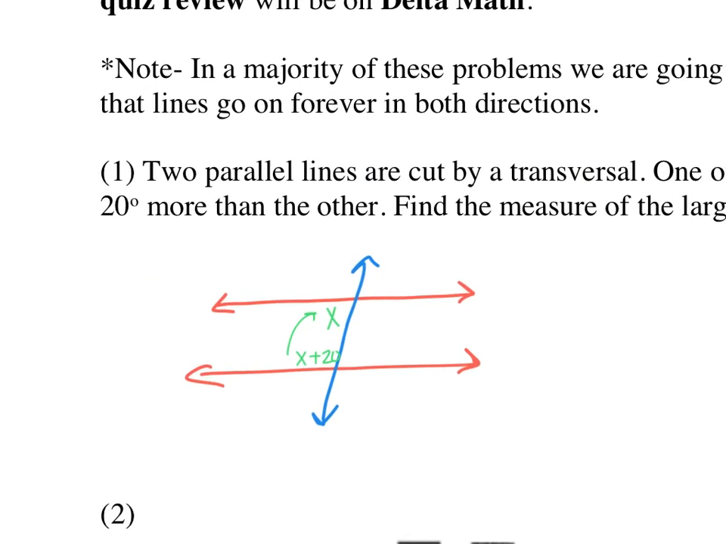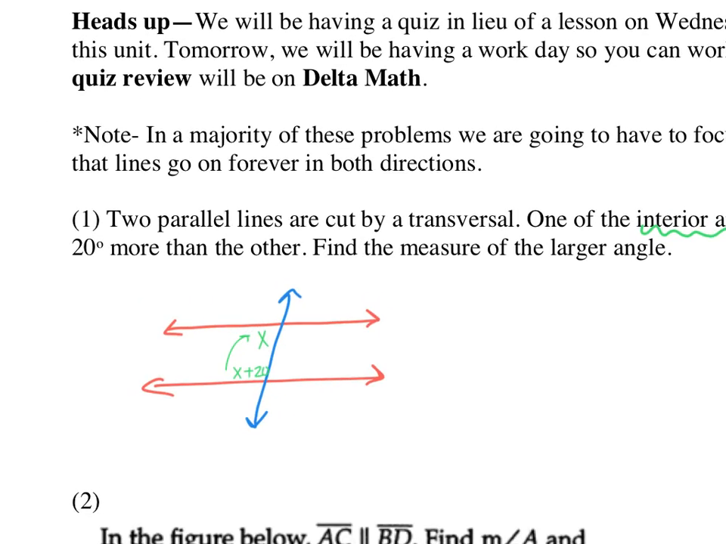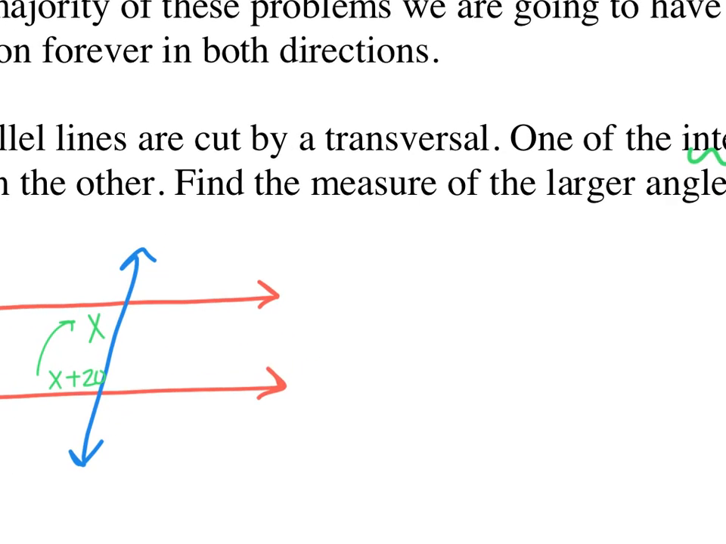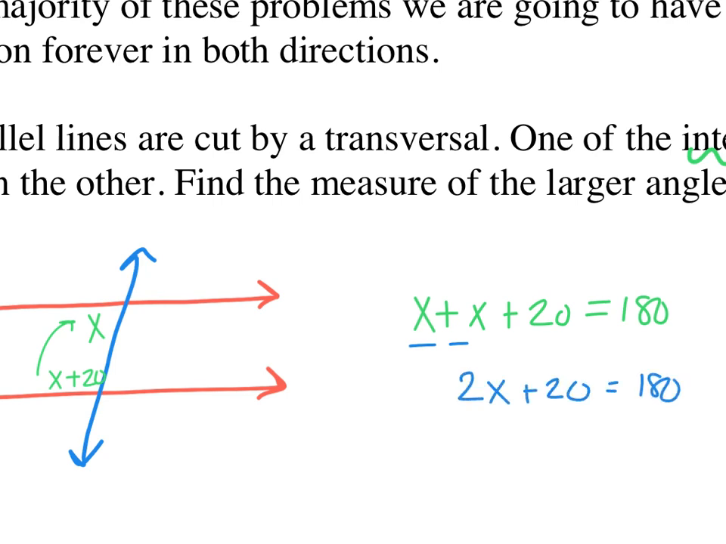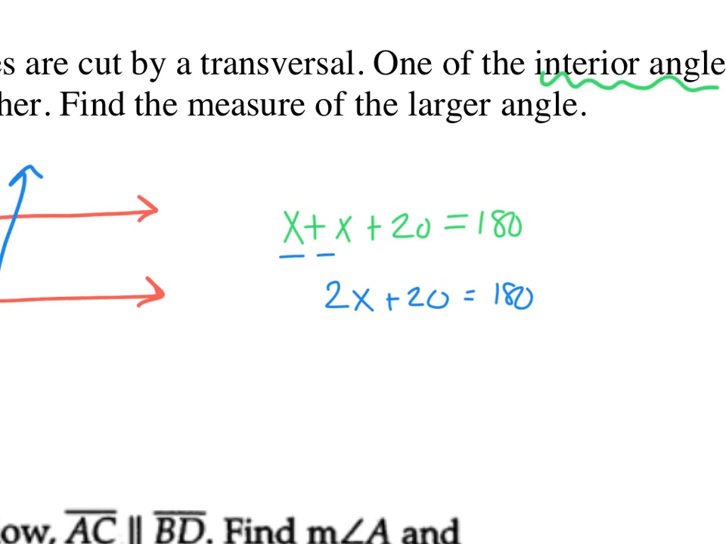Well, I want to find the measure of the larger angle, and we know that every time we do these, we actually have to figure out what our angle relationship is. So I know when dealing with same side interior angles, they are not congruent, they are supplementary, which means that they add up to 180 degrees. So what I'm going to do is set up my equation. X plus X plus 20 equals 180. The first step in solving this equation is to combine your like terms. Well, X plus X is 2X, so I have 2X plus 20 equals 180. Now I need to get rid of my plus 20, so I'm going to subtract 20 from both sides.